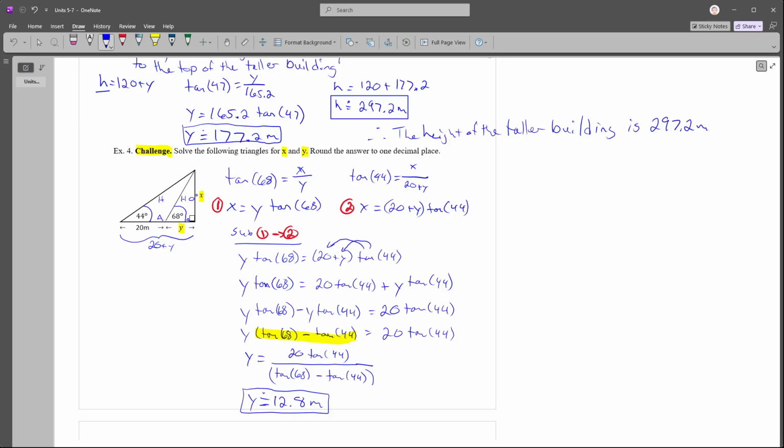Awesome. Now we have to calculate x. How can we do that? Well, we can just substitute y into any one of our equations. Choose one. Let's substitute in our easiest one, which is number 1. So we're going to sub y into equation number 1. So we end up with x is equal to 12.8 multiplied by tan of 68. So we end up with x is approximately equal to about 31.7 meters. And that is the end of that question.